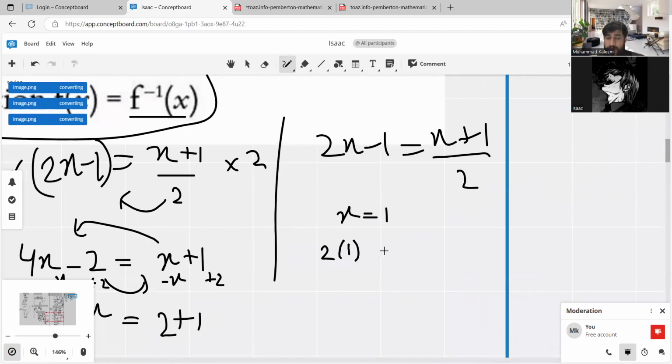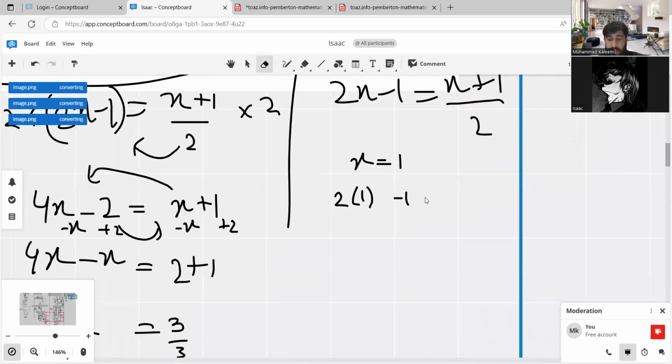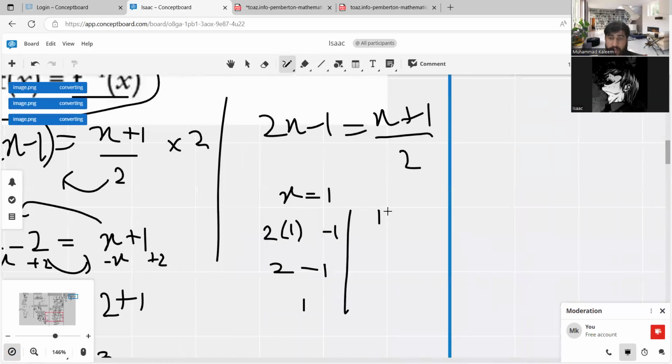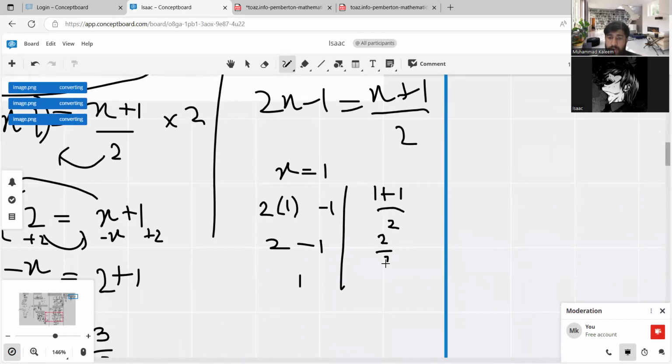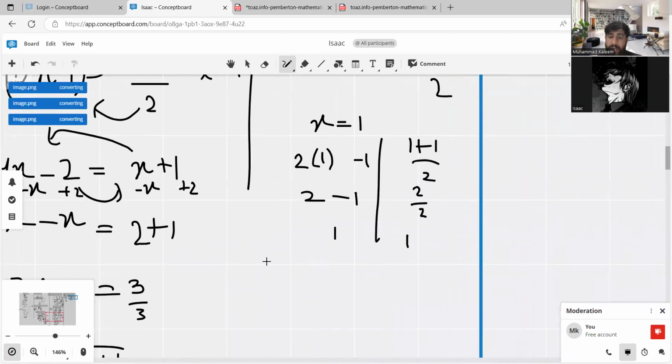Let's first test x equal to 1. So 2 times 1 minus 1. What's the answer I will get for the left side? Is it possible for you to calculate it? 2 minus 1 is 1, right? What will the answer be for the right side? It will be 1 plus 1 over 2. It's 2 over 2, which is 1. So I'm getting the same answer for the left side and right side.